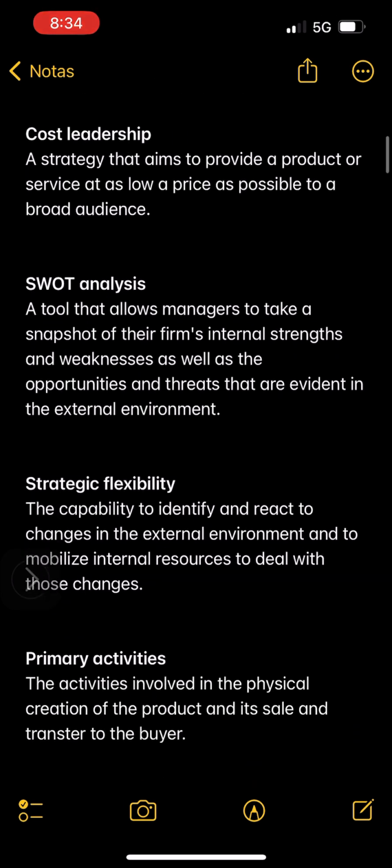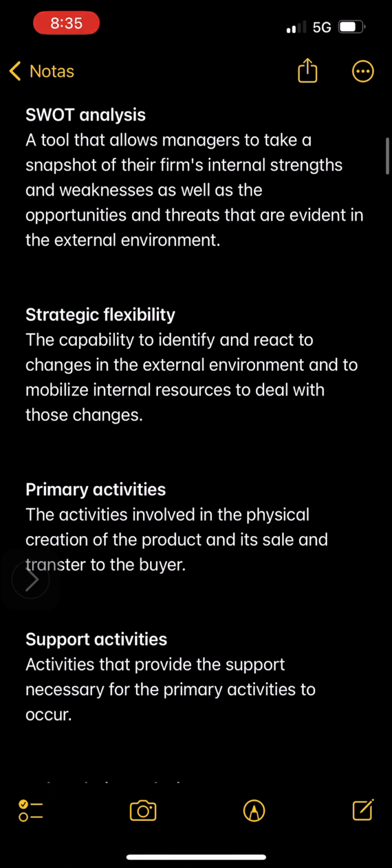A tool that allows managers to take a snapshot of their firm's internal strengths and weaknesses as well as the opportunities and threats that are evident in the external environment. Strategic flexibility. The capability to identify and react to changes in the external environment and to mobilize internal resources to deal with those changes. Primary activities.